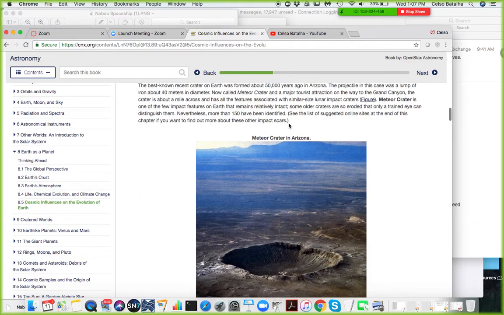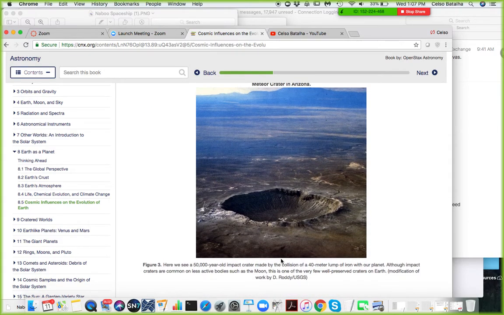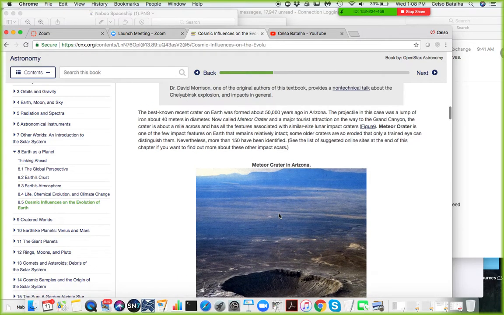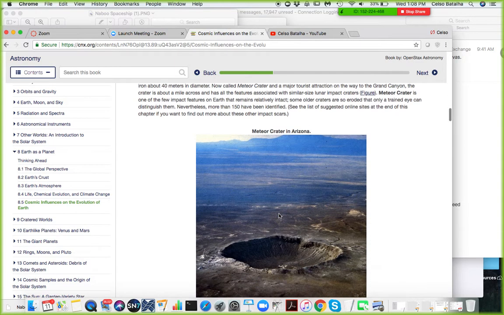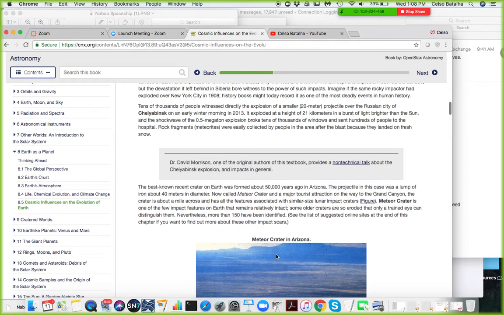Here's an example of a collision that still exists, not so far away as far as time is concerned, 50,000 years ago, which is pretty much recent to our history. We have this big impact that happened in Arizona, that is still available to visitors to go and see it. Meteor Crater in Arizona. That's a nice example. It's still there because the region is a desert, and doesn't have a lot of erosion taking care of it.